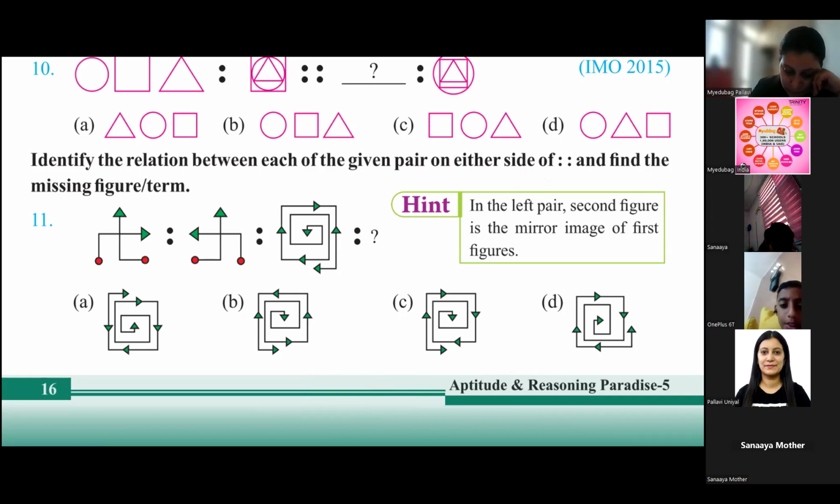मैम यहाँ पे जैसे, मैम जहाँ यहाँ पे जैसे ये, एरो upwards ऊपर है. मैम यहाँ पे भी तो एरो ऊपर है.